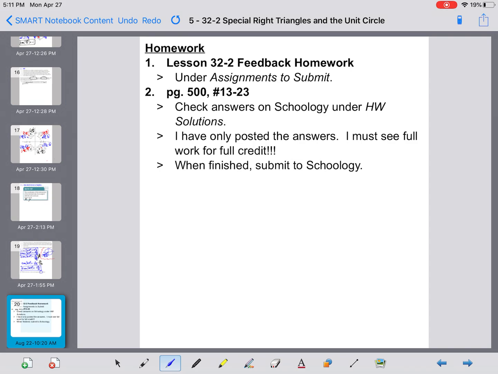I have the answers posted under homework solutions, but remember, these are only the answers. You must, for full credit, show me all work. When finished with that assignment, submit that to Schoology as well.